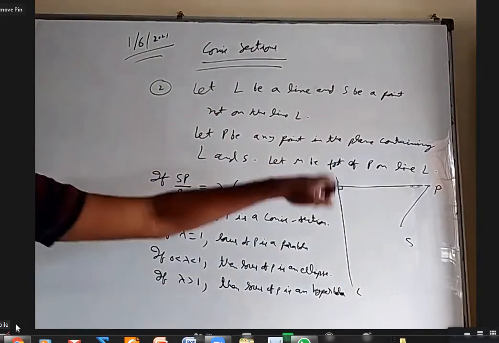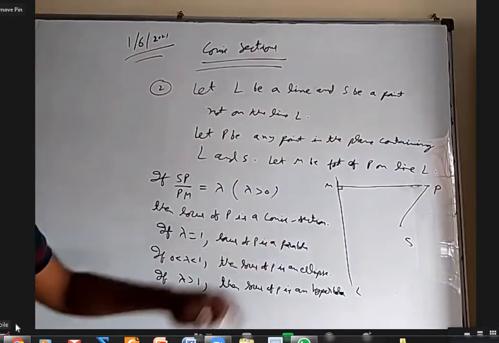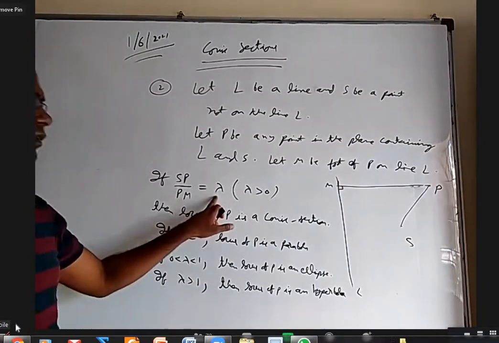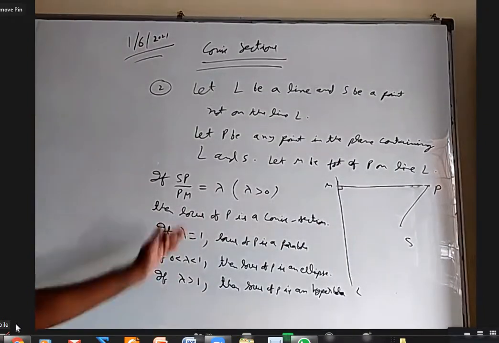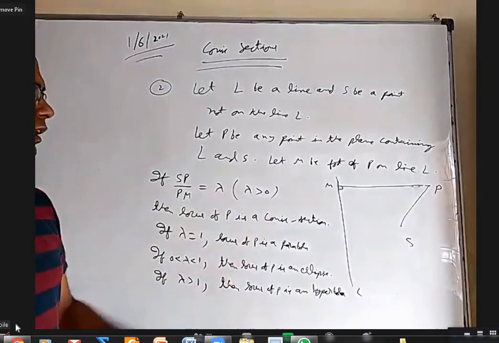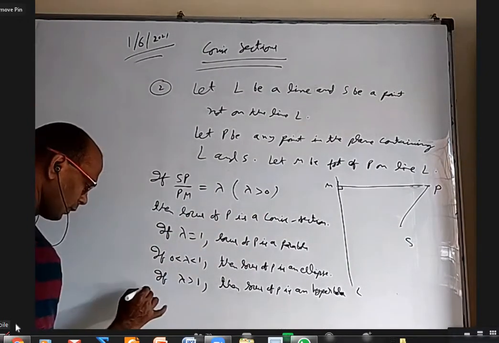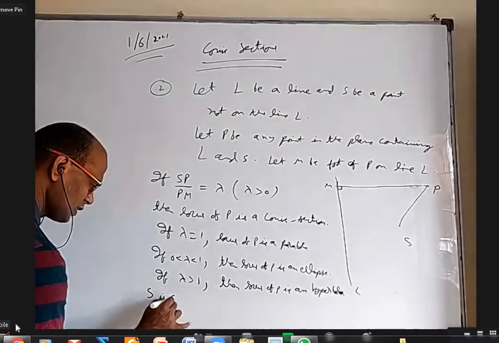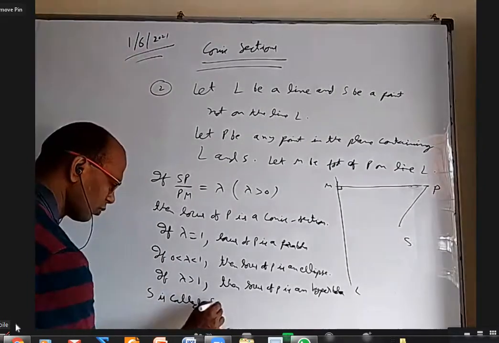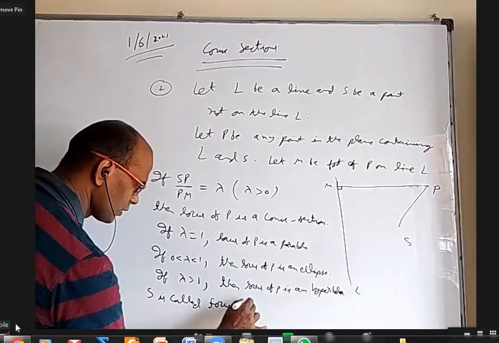Okay, if that ratio SP by PM is equal to 1, the locus of P is a parabola. If it is between 0 and 1, some fixed number between 0 and 1, it is an ellipse. If it is more than 1, the locus is a hyperbola. S is called the focus of that conic section.